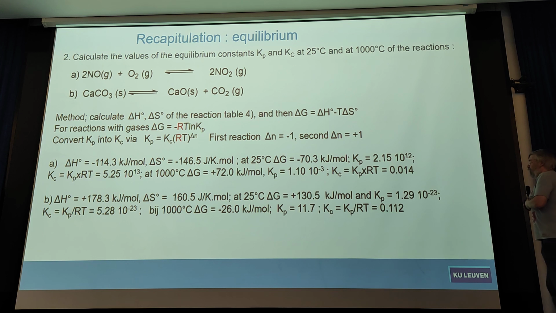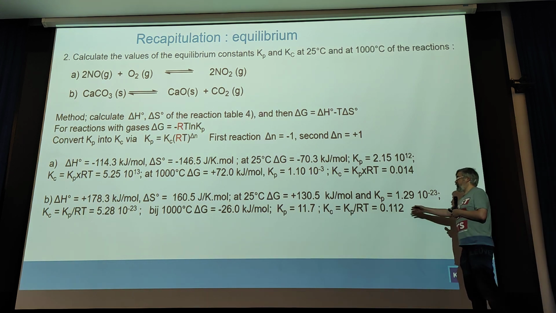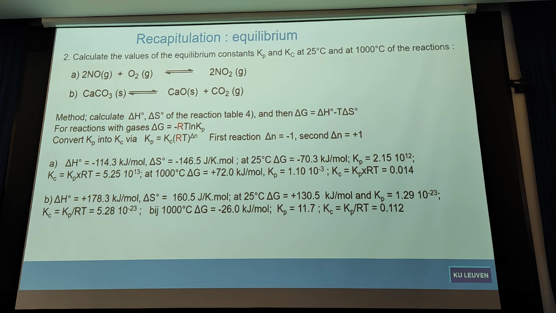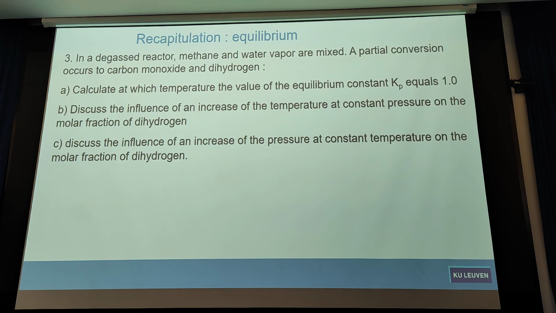Or if we have Kc, it is 0.112. This is because we have to divide by RT, which is quite big because we are at 1000 degrees Celsius, so 1293. Remember that this R for these conversions is 0.082.